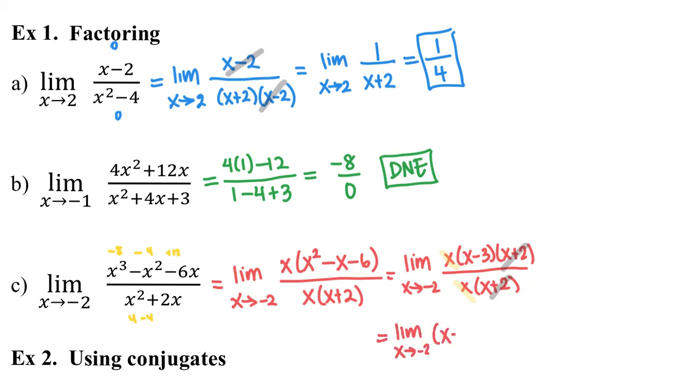So I'm just left with x minus 3. So if I plug in -2, I get the limit is -5. And again, the value of the function at -2 is not defined, but the limit does exist because as I approach it, the graph is doing some conclusive behaviors.